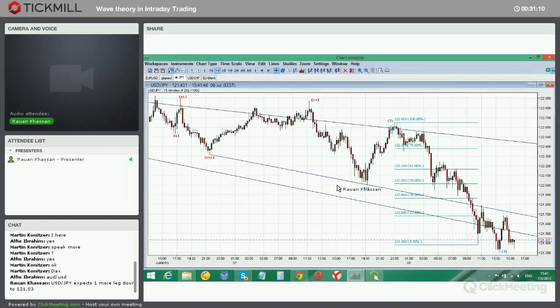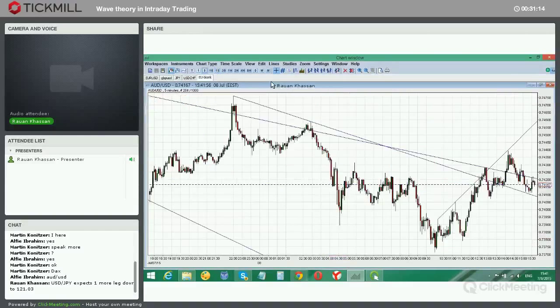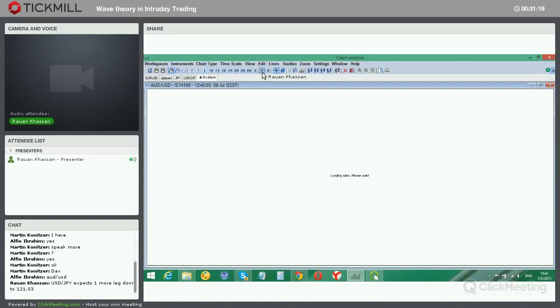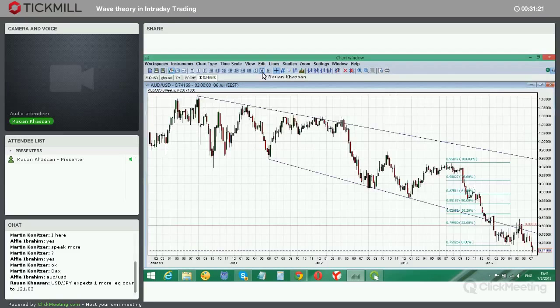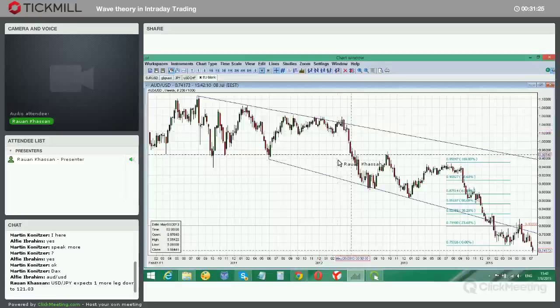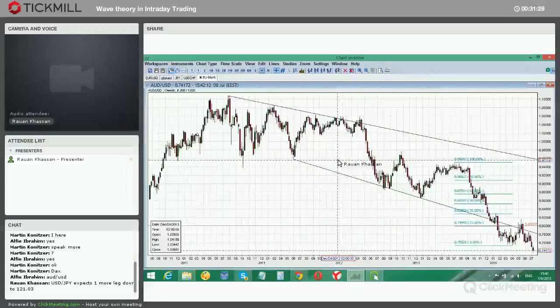Now I'm preparing to load the Australian dollar to United States dollar chart. Unfortunately, I cannot comment on DAX as I'm mainly concentrated on trading currencies only, but I will try to make a proper comment on the Australian dollar instrument.